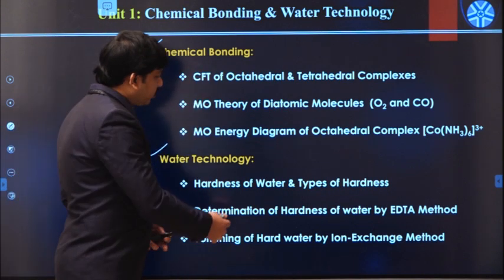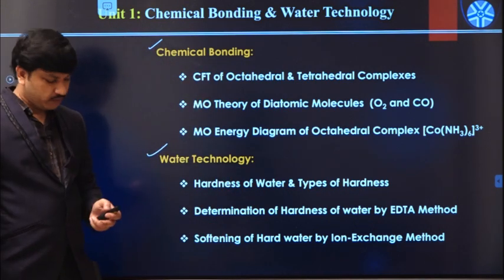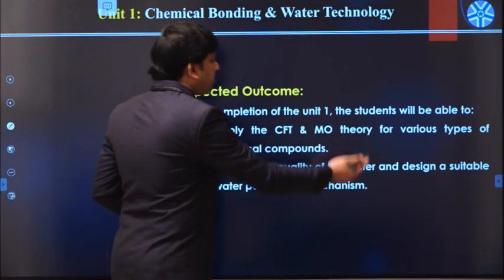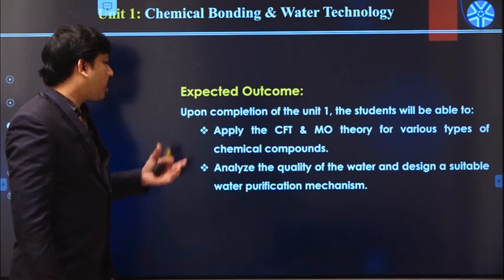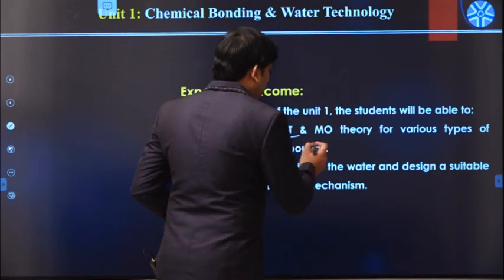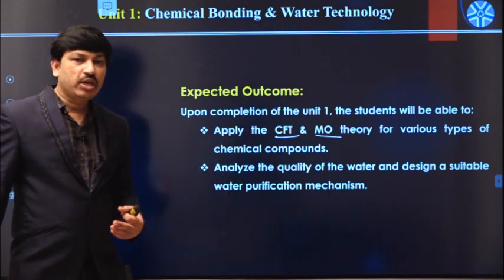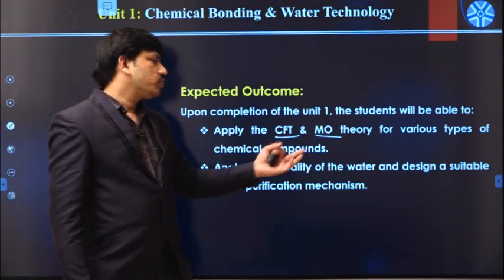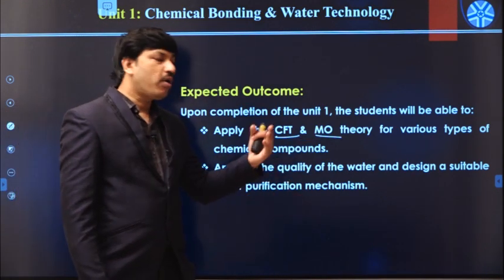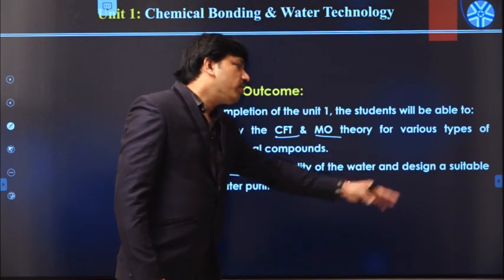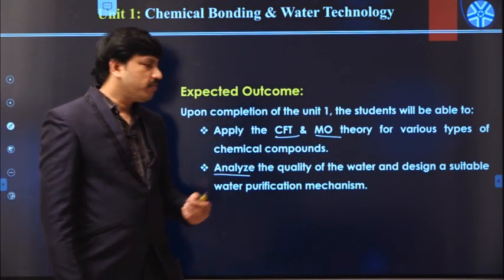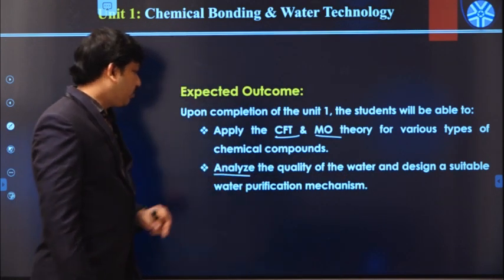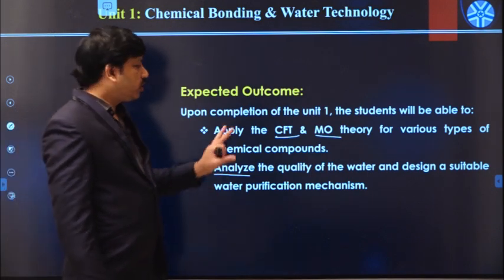After completion of this unit, what is the outcome? The expected outcome from Unit 1 is that, upon completion, students will be able to understand and apply the knowledge of crystal field theory or molecular orbital theory to various types of chemical compounds. In addition, students will be able to analyze various water samples and check the quality of the water, and design a suitable water purification mechanism to convert impure water into soft water or fresh water. So this is the expected outcome from Unit 1.